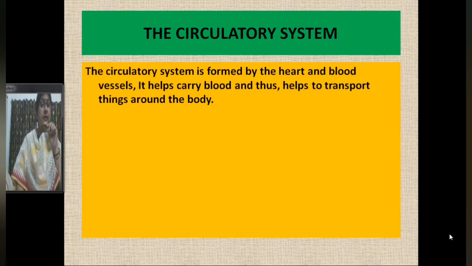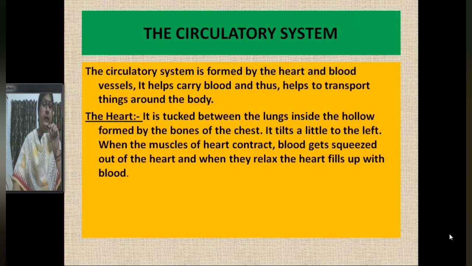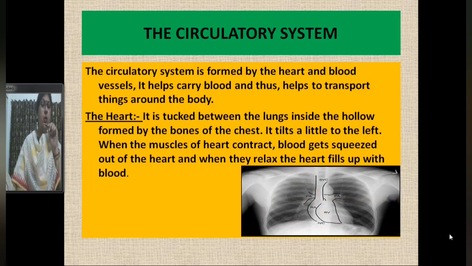The circulatory system is formed by the heart and the blood vessels. It helps carry blood and thus helps to transport things around the body. What is the heart and where is it in our body? It is tucked between the lungs inside the hollow formed by the bones of the chest. As you can see in this picture, it is between the lungs. It tilts a little to the left.